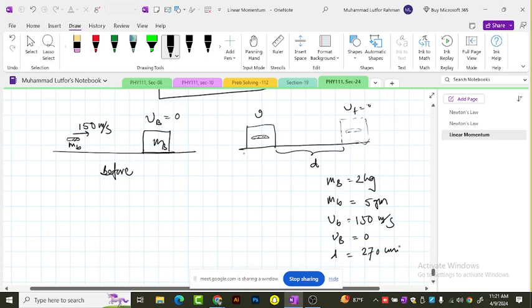Now they ask you to find the frictional force acting between that block and that surface over here. Now this block makes a collision. What type of collision would it be? Can anyone tell me?